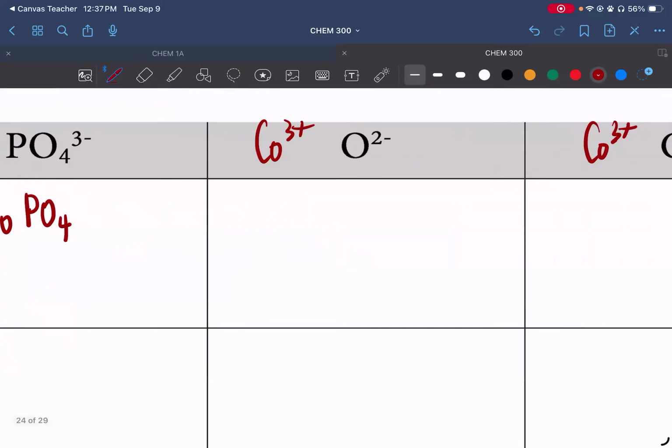Moving on with the same idea. Hopefully we're kind of getting in tune with the trend going on here. We're just crisscrossing numbers. I should be able to write this and you have no issue. Co2O3.